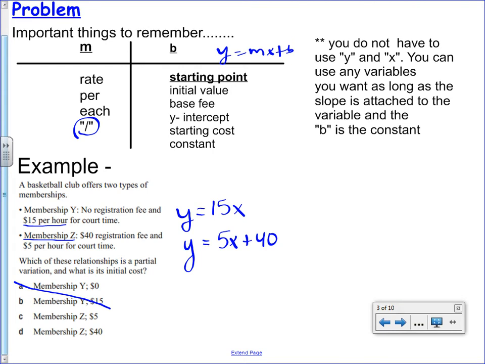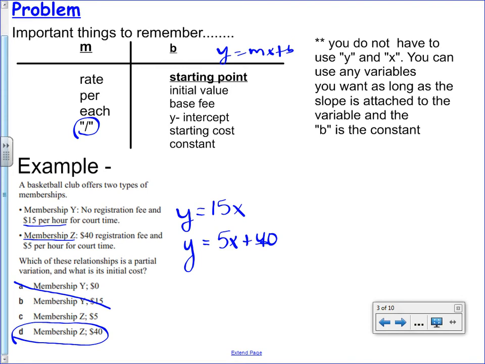And then now I have to figure out which one is the initial fee. Which one would you pick, Nick? Yeah, that's my starting point. This starting point's always your constant. The rate is always attached to the variable, okay?